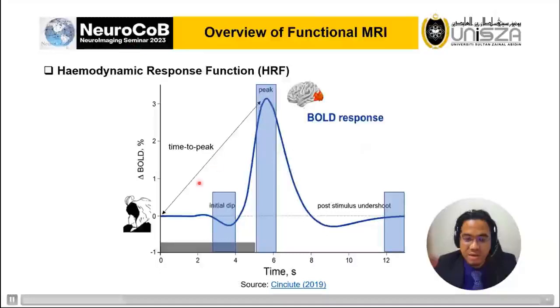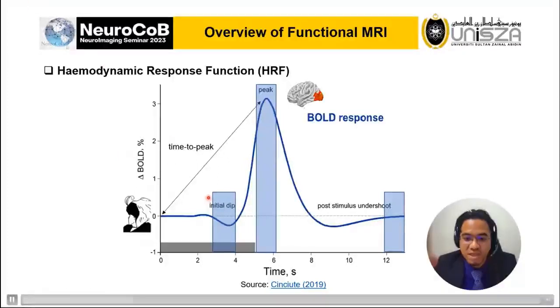The delay is known as time to peak. So time to peak is the duration it takes for the BOLD signal to be at the highest following stimulus presentation. So in this case, we can see that the best time to scan the brain is 6 seconds after the stimulus presentation, because this is the duration that it takes for the BOLD to reach its highest level after stimulus presentation.